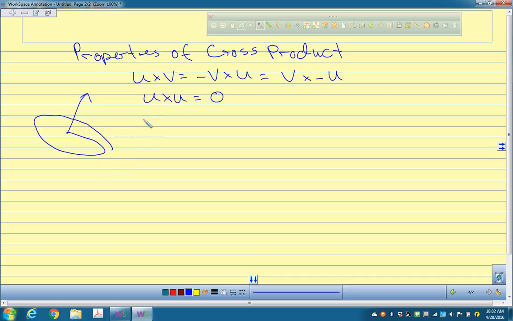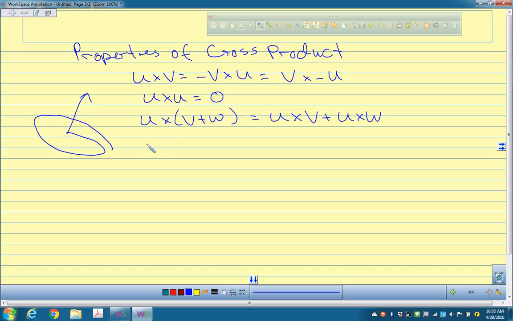We have the distributive property with cross products. U cross (V plus W), where these are all vectors, is equal to U cross V plus U cross W. So in other words, I could add together two vectors and then take the cross product of that with another vector, or I can take the cross product with each vector and then add them together. This would probably be easier because it's easier to add vectors than to take cross products of vectors, right?